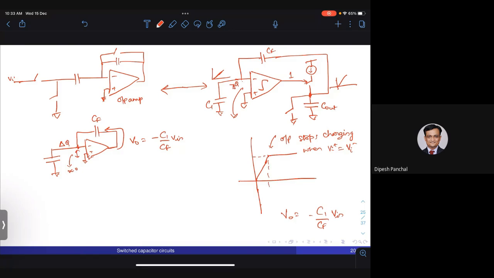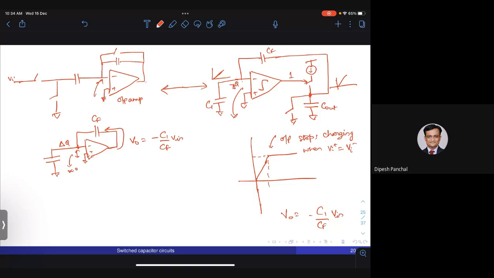Because that is what was happening here also, right? Basically, what was the op-amp doing? It was driving this to 0. By driving that to 0, effectively, in order to drive that to 0, it needed to maintain a potential difference between V0 and Vn, and that potential difference turns out to be C1 by CF times Vn. So the same thing is happening in the second circuit also.